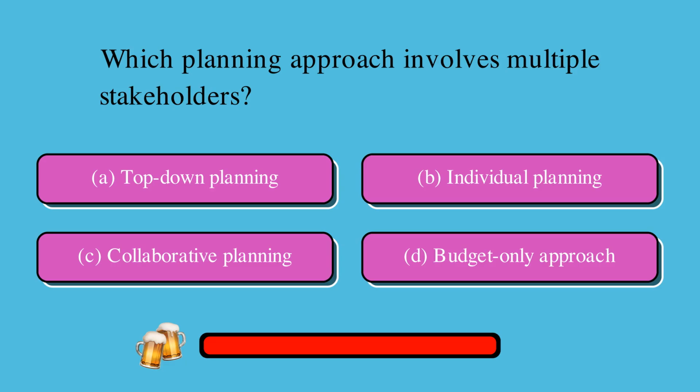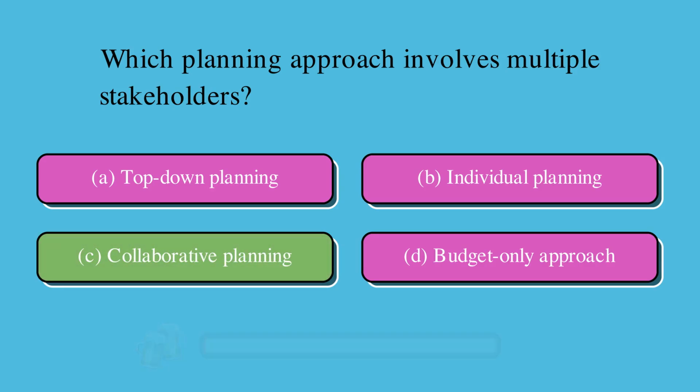Which planning approach involves multiple stakeholders? Is it A, top-down planning, B, individual planning, C, collaborative planning, or D, budget-only approach? The correct answer is C, collaborative planning.